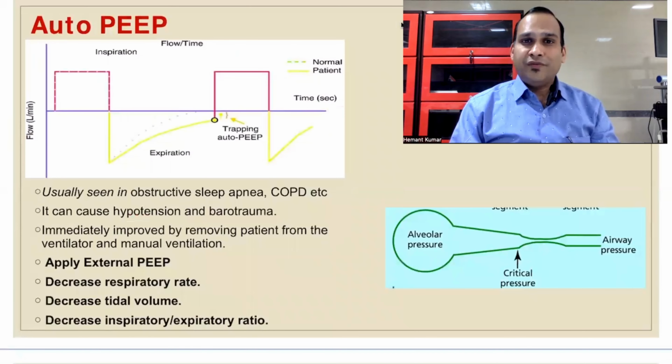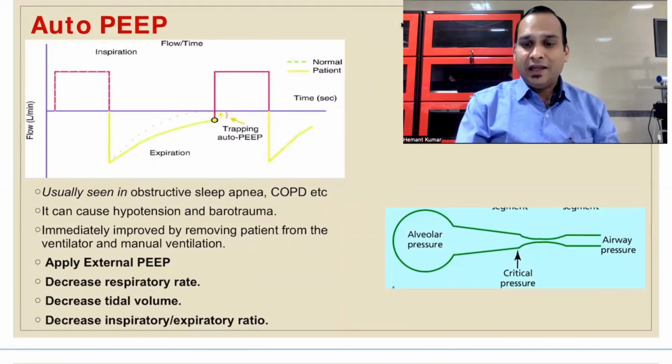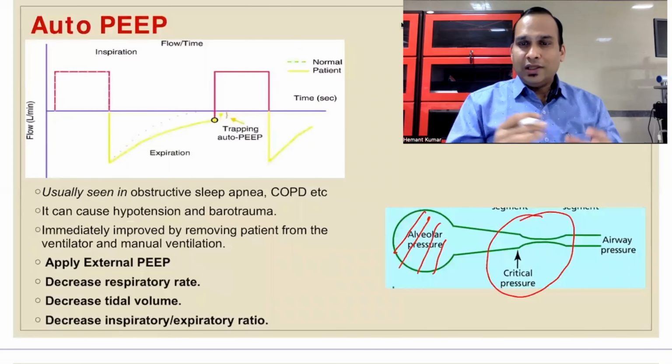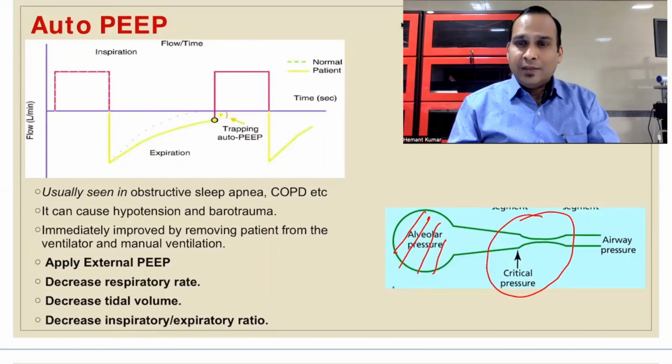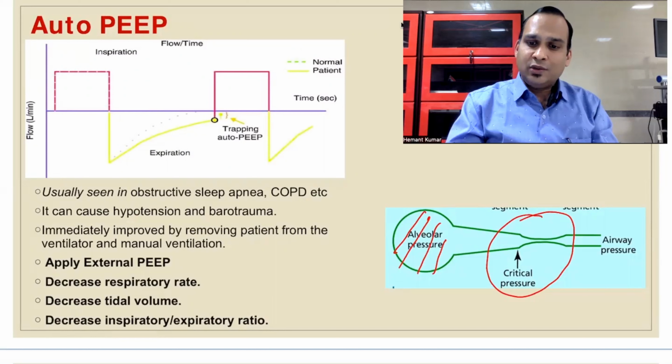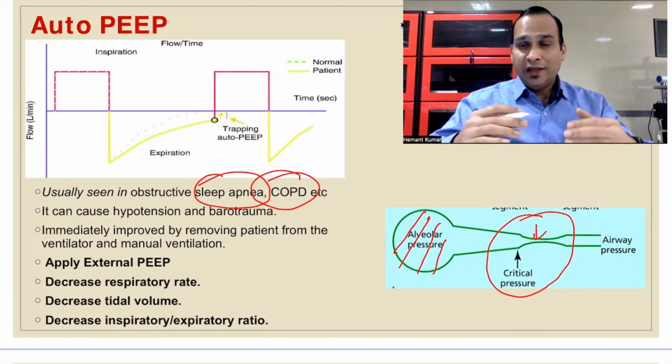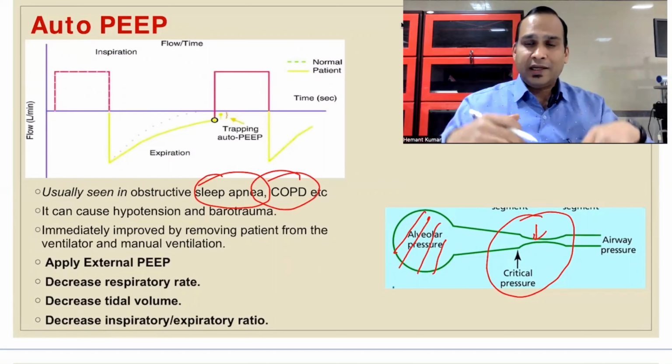Then auto-PEEP. What is auto-PEEP? At the phase of end expiration, there is air retention in alveoli because of premature airway closure. So expiration is not getting complete. Before that, the airway is getting collapsed. Seen in sleep apnea, COPD patients. So in every respiratory cycle, there will be retention of air at end expiration.